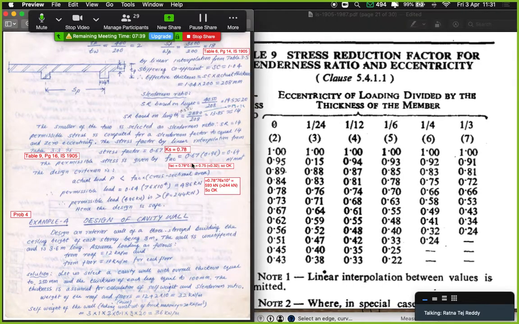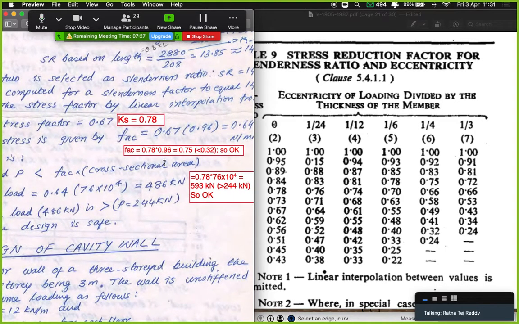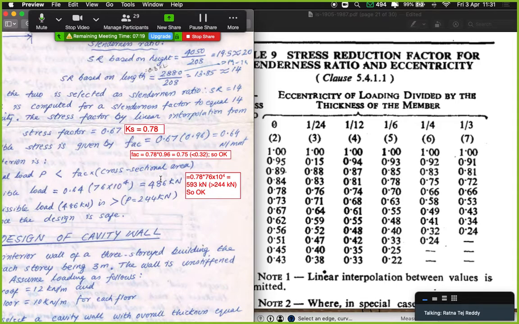Once we multiply that, that is 0.78 times 0.96, we get a factor of 0.75. Now 0.75 is the allowable stress, and the stress by virtue of existing load is 0.32. So since 0.75 is much greater than 0.32, the entire design is safe.